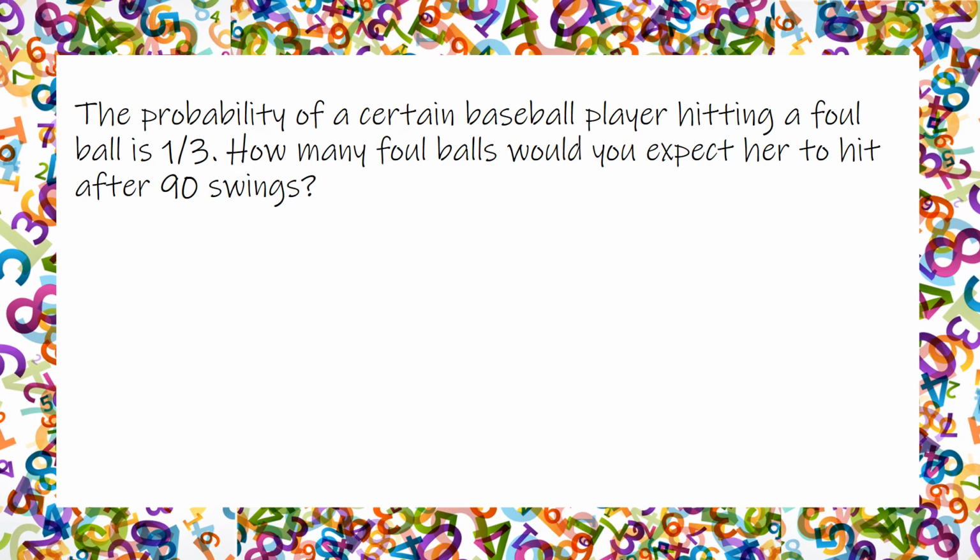The probability of a certain baseball player hitting a foul is 1 out of 3. How many foul balls would you expect her to hit after 90 swings? So if you have 1 foul out of every 3 balls hit, and you're looking for how many they would hit out of 90, there's 3 ways you can do this one. So the first one is you could cross multiply, and you could say 90 times 1 equals 3 times x.